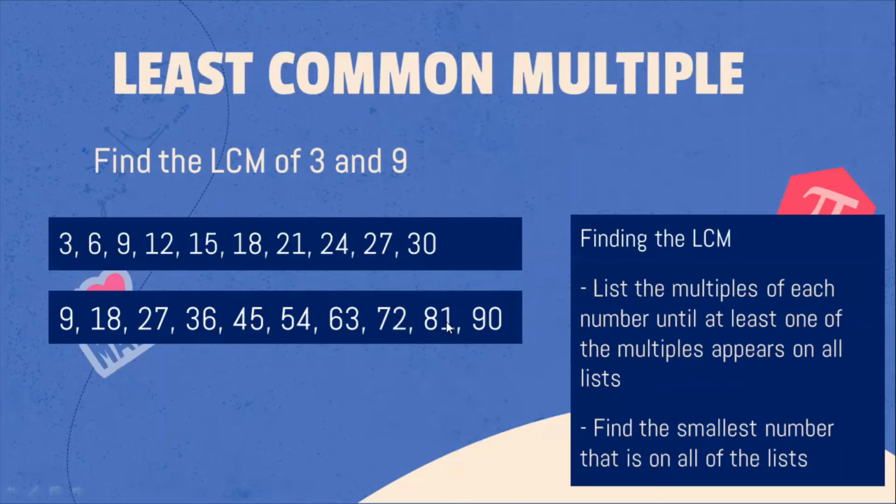For this example, we have 9, 18, 27, and many more. But we are just after the smallest or the least common multiple, and that is 9. Very good. The least common multiple of 3 and 9 is 9.